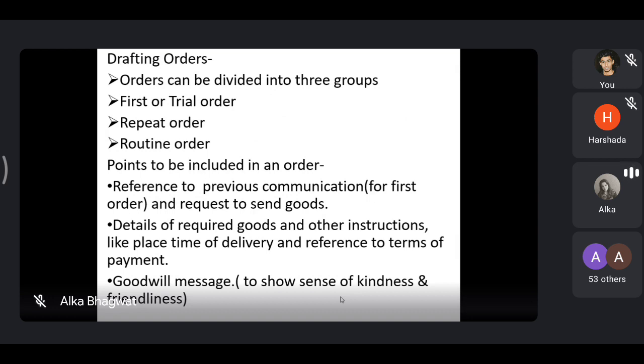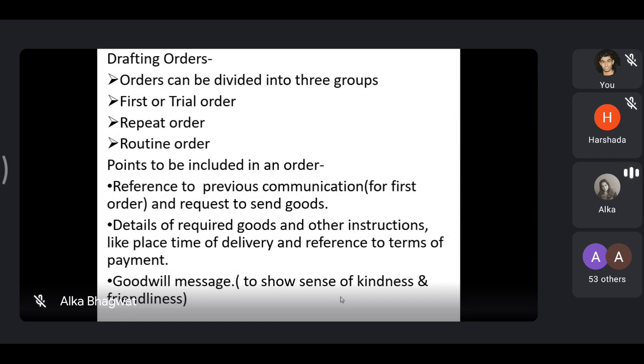Then drafting orders: how you can draft orders. Basically, when you are drafting orders, they are divided into three groups: first a trial order, then a repeat order, and then a routine order. Now, the points to be included in an order are reference to previous communication, so any communication, maybe by letter, that you have done with the supplier, and a request to send the goods. Then details of the required goods and other instructions like place and time of delivery, reference to terms of payment, etc., and a goodwill message. Now, what is a goodwill message?